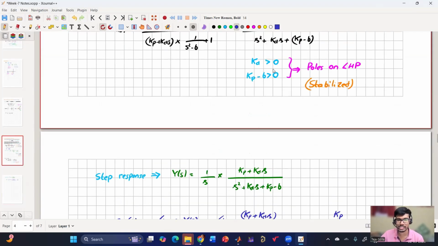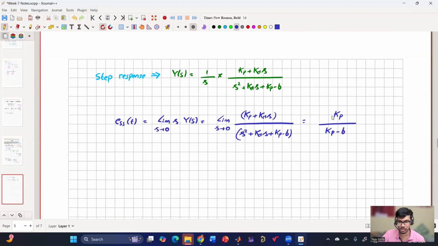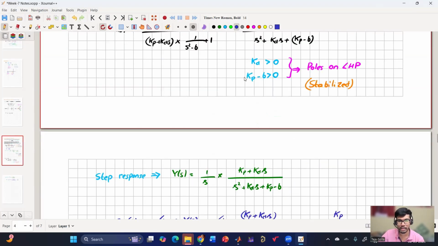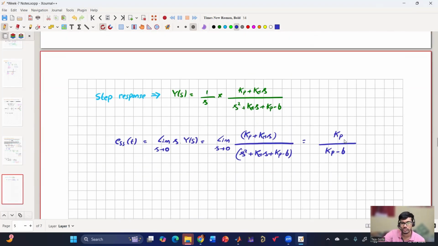Again, you have to consider this case also. The system is stabilized, which means Kd is greater than 0 and Kp minus B is greater than 0. So given this condition, can the steady state error be 0? The steady state error can be made 0 when Kp equals 0, but Kp can't be 0. So can the steady state error be 0?